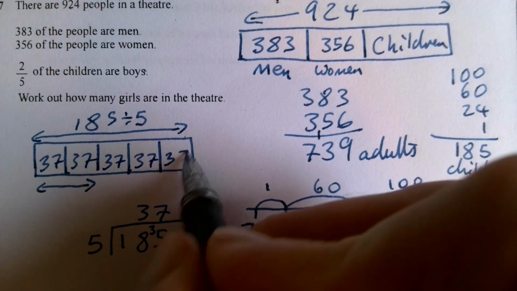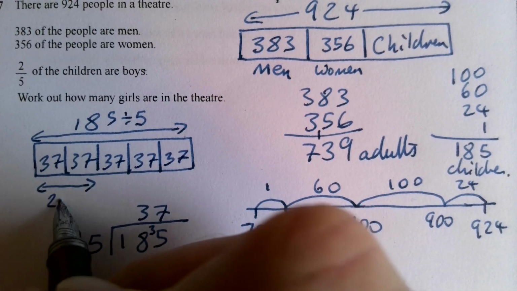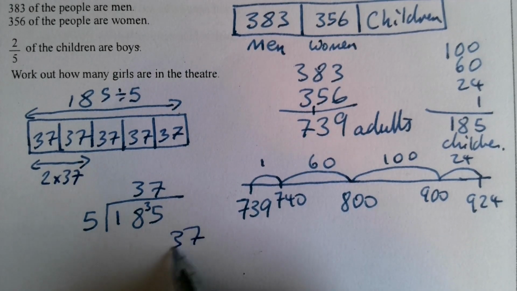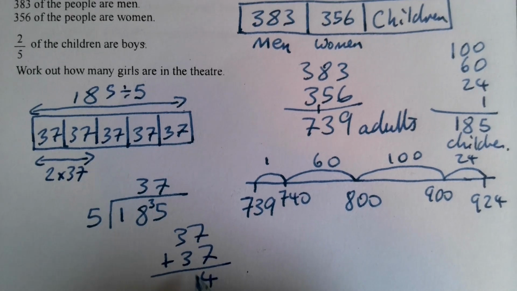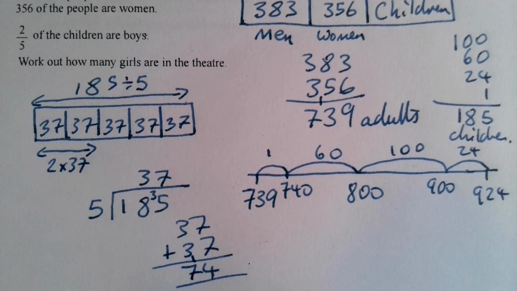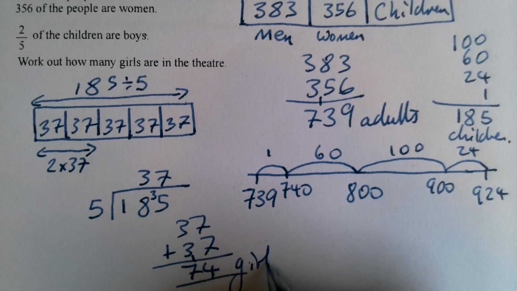Don't really need to write them in every one. I just know that I need 2 times 37, which is 37 add 37, which is 14, 6 add 6, 6 add 7, 74. So 74 girls.